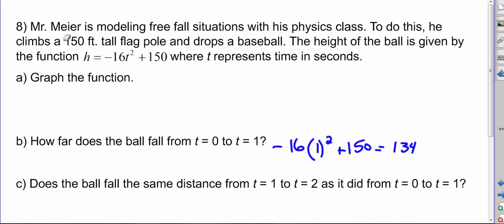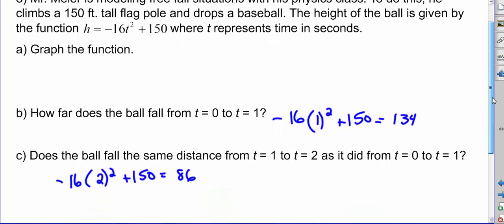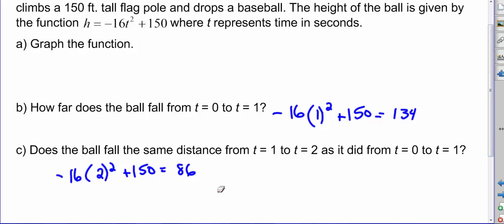And then part C, does the ball fall the same distance from t equals 1 second to t equals 2 seconds as it did from t equals 0 seconds to t equals 1 second? So, to figure out that one, we're going to also plug in 2 seconds into our function to see where it's going to be. So this 86 is going to give us the point on the graph, if we were looking at it, of where the ball would be.